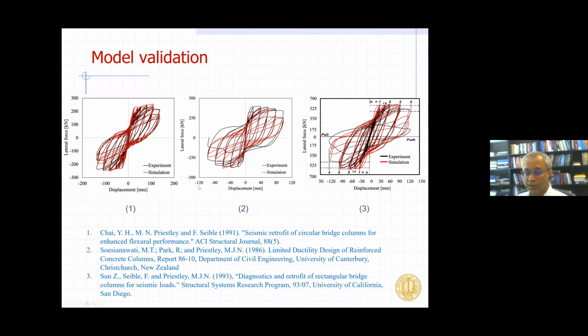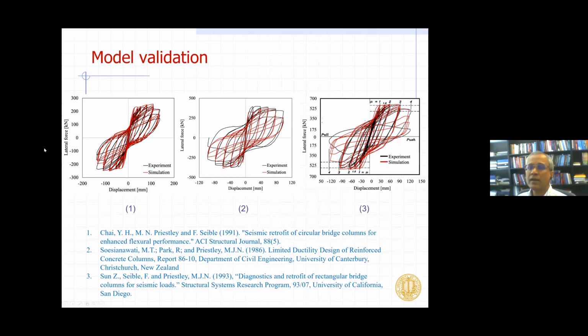So we first validated these models with experiments, and here I'm showing you three cases. All of them are non-ductile columns, and here are the references to these columns tested by one of my colleagues here, Chai, in 1991. Here's another one tested in New Zealand, and this one in San Diego.